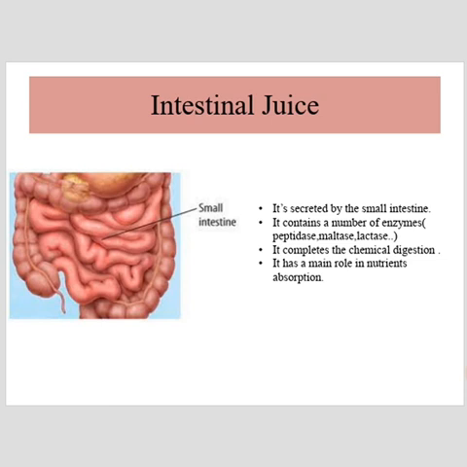And the last one is the intestinal juice, which is secreted by the small intestine. It contains a number of enzymes, so it secretes a number of enzymes, which are peptidase, maltase, lactase, and so on. It has two main roles: to complete the chemical digestion from the first to the end, and to absorb the nutrients. The absorption of nutrients takes place in the small intestine.